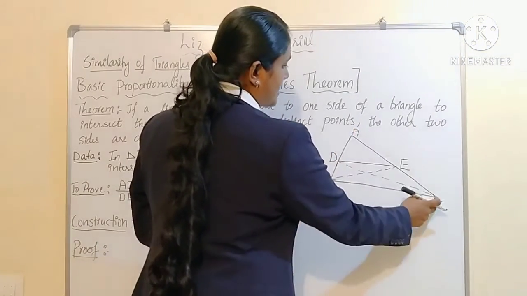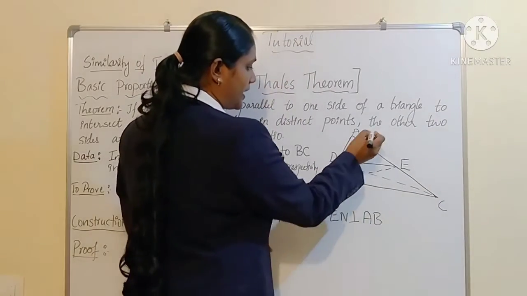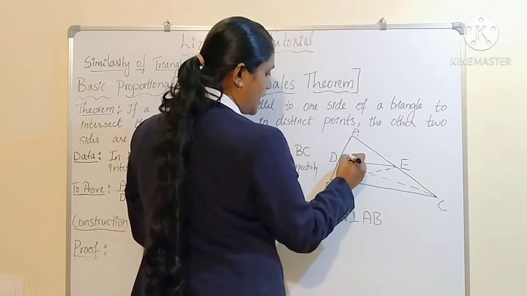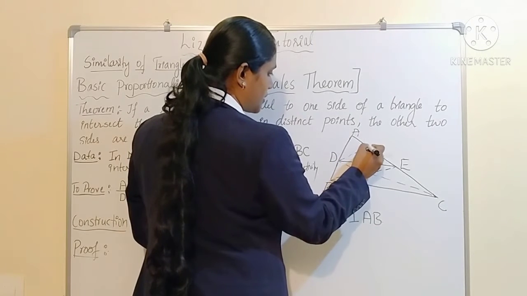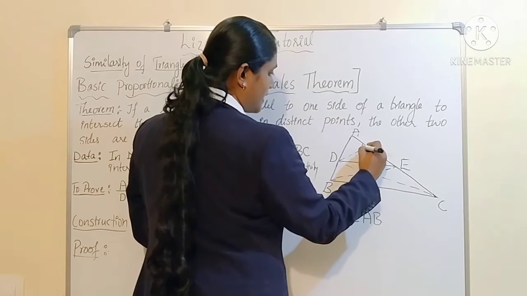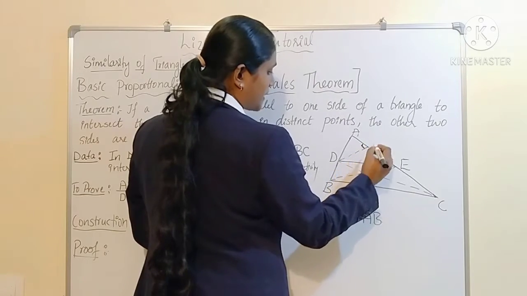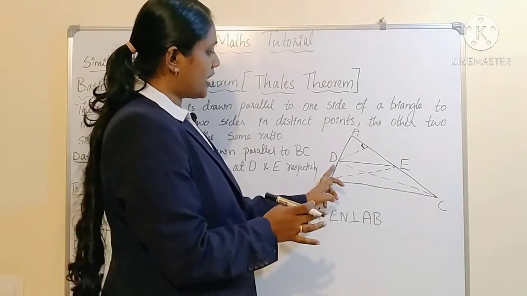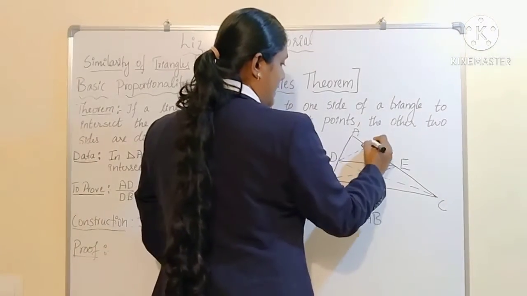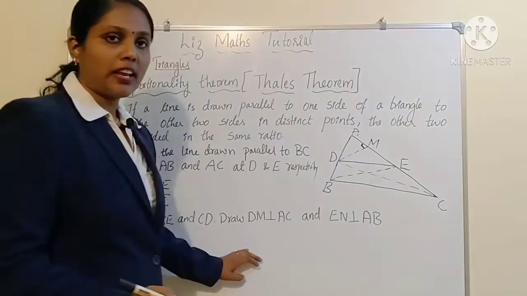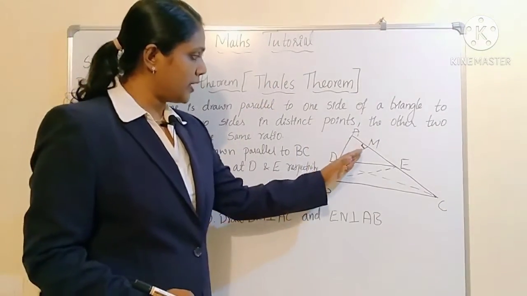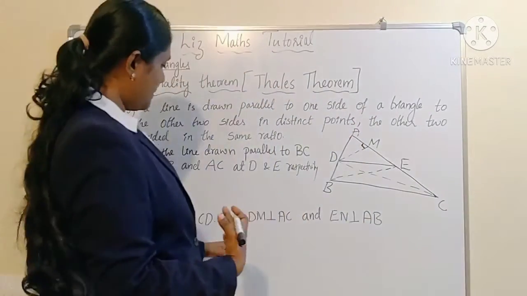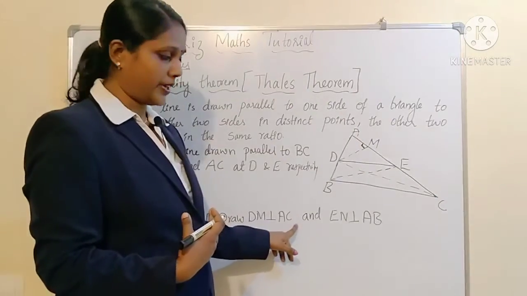AC means this is AC. So you have to draw a line that should be perpendicular. You have to draw a line from the point D that should be perpendicular. Perpendicular means you know that this is perpendicular. You can see it's 90 degrees, it stands perpendicular. Got it? So you have drawn that is DM. Here you have drawn DM, that is perpendicularly standing to the line AC.